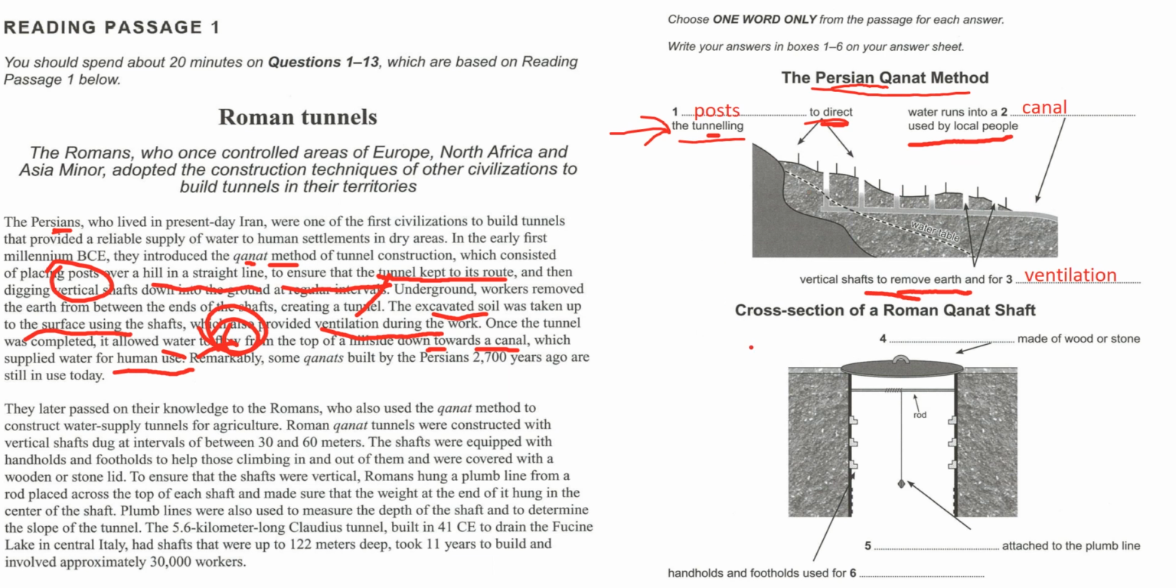All right, so now let's move to the next one. A new title means probably a new paragraph. Remember that. A new title means probably a new paragraph. So the title that we have here is Cross-Section of a Roman Canal Shaft.